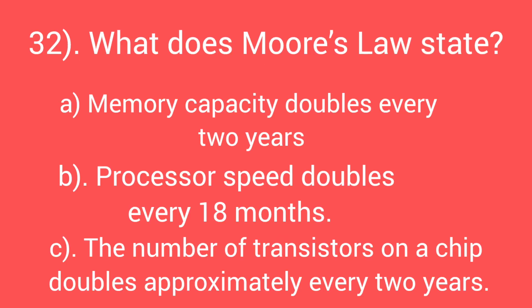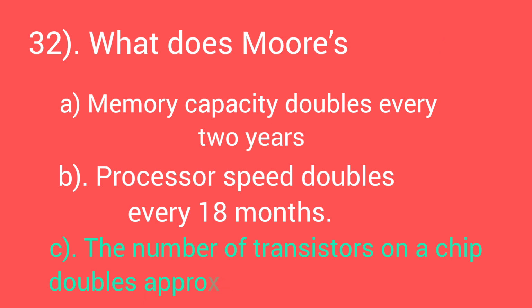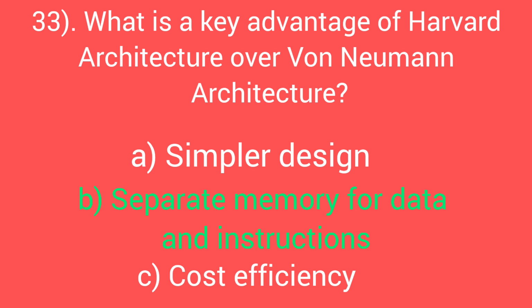What does Moore's law state? C. The number of transistors on a chip doubles approximately every 2 years. What is a key advantage of Harvard architecture over von Neumann architecture? B. Separate memory for data and instructions.